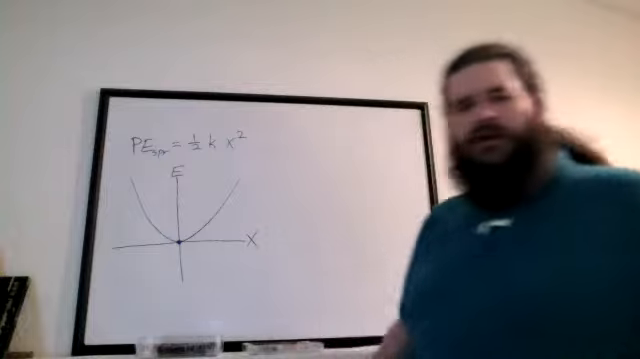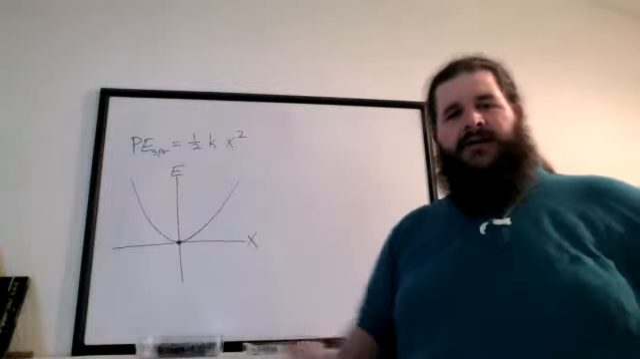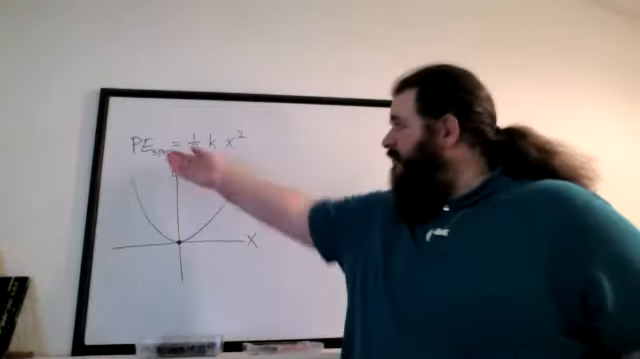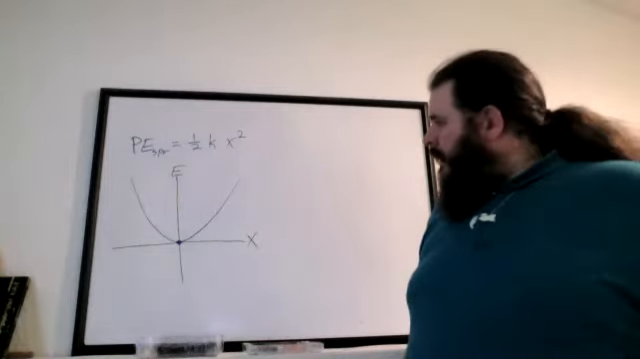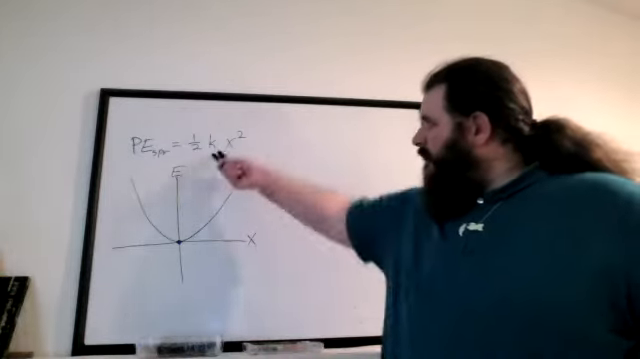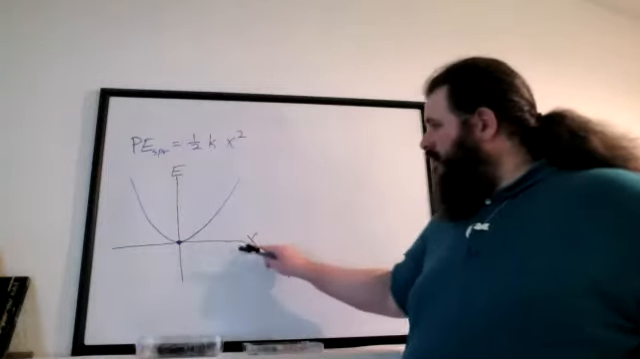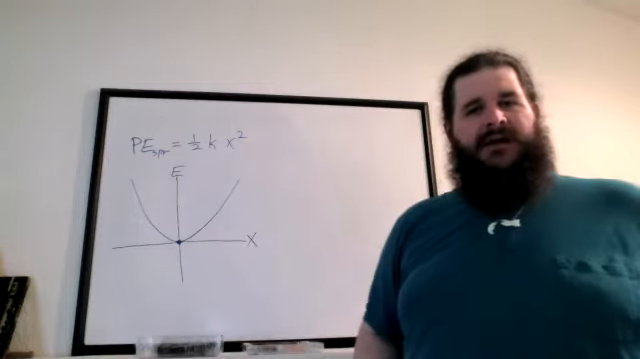So a stronger spring is going to have a steeper graph, a weaker spring is going to have a flatter graph. But it's always going to be a parabola for spring potential energy because of the x squared. And if you have a value for k, you could even make a more accurate graph. You could choose some x values, plug them in, calculate the potential energy values, and graph it point by point.